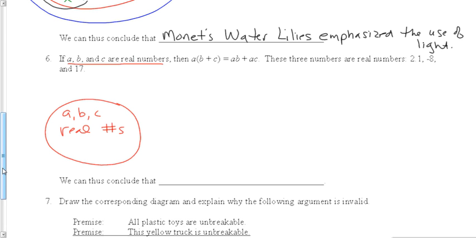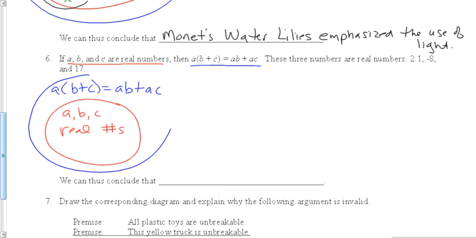Next, I know that A times B plus C will equal AB plus AC. That's my large circle on the outside of my Venn diagram. So let's move on to the specifics. Specifically, these three numbers are real numbers. Now I'm going to go ahead and label them as A, B, and C. So I'm going to say A is 2, B is 1, and C is -8.